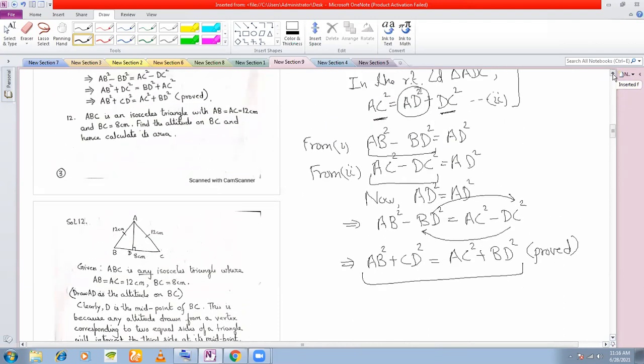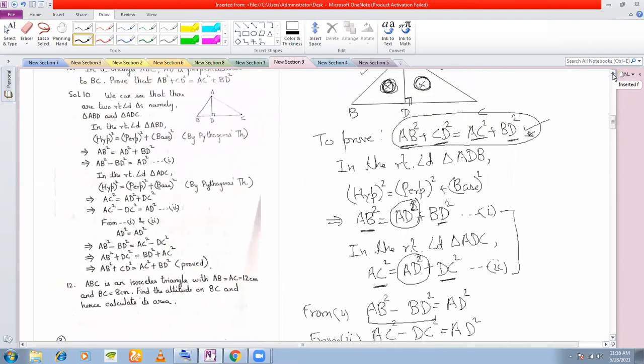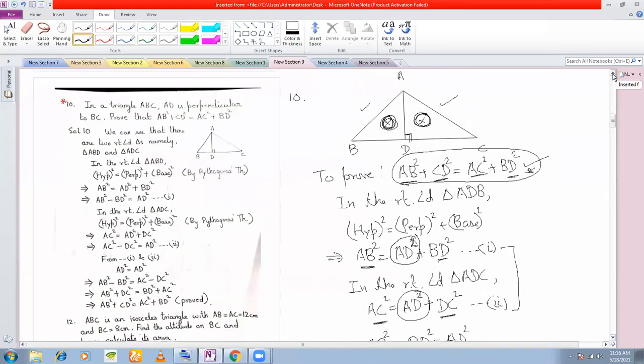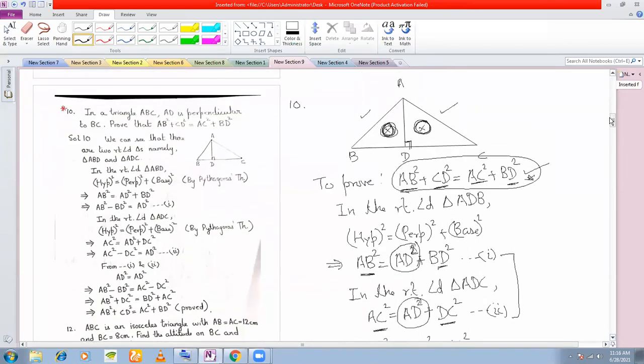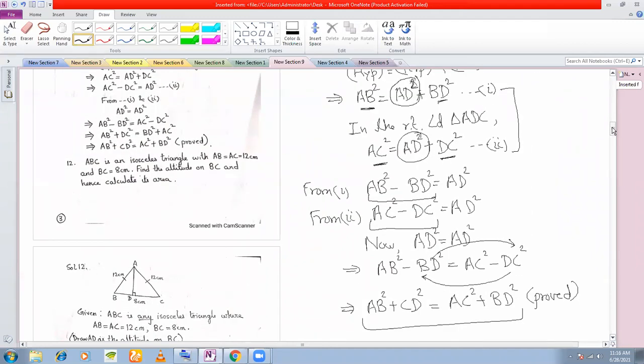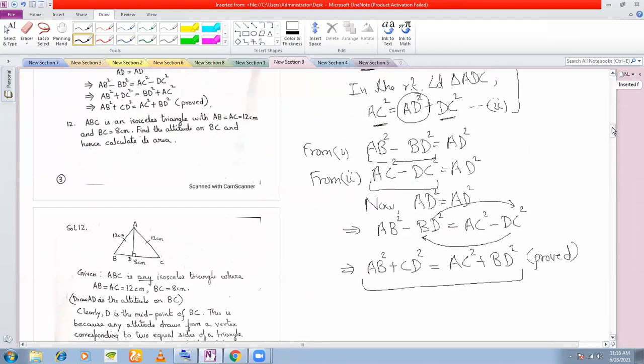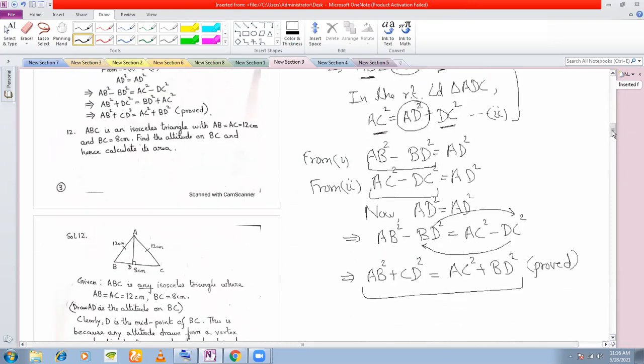Excuse me, sir. Yes, tell me. So at the first, while we are doing, sir, can you please scroll it down? The last part, sir. Last part what? So this AB square minus BD square is equal to AC square minus DC square. But while we are writing in the second time AB square, we are writing it as plus CD square. So we can also write it as plus DC square. Yes, CD, DC is the same thing. Whether you write it as DC or CD, it's the same thing. Okay, sir. Any other question?